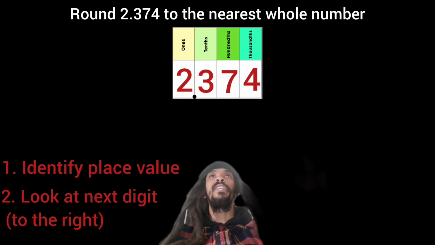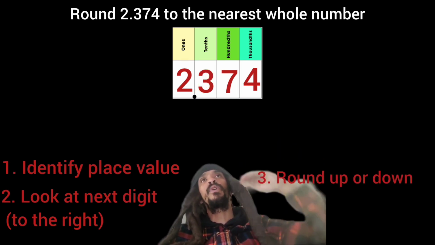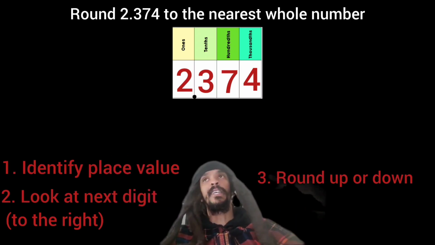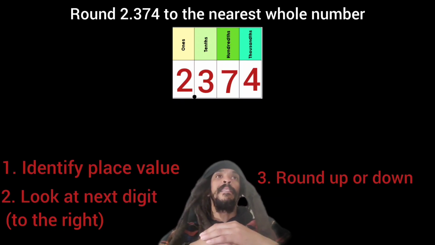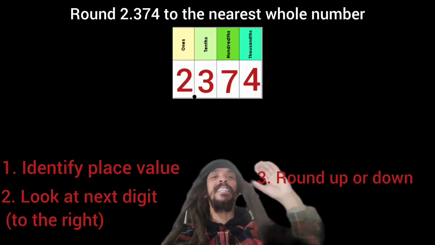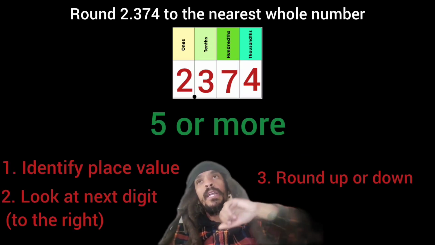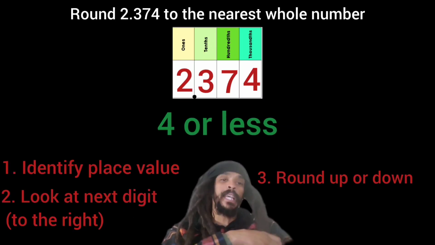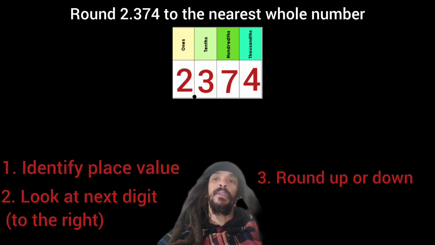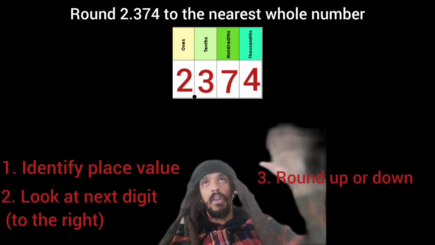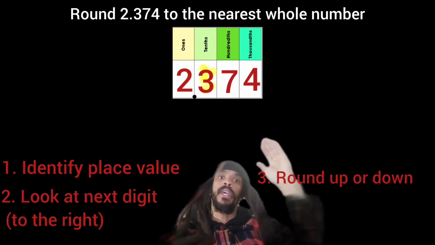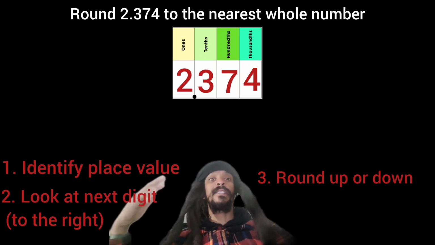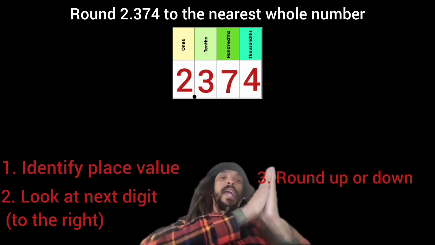So our next step, we need to decide whether to round up or down. I'm sure you guys have heard a lot of rhyming things to let you know what you need to do. If that digit is 5 or more, let it soar. 5 or more, raise the score. If it's 4 or less, let it rest. So we've identified our digit as a 3. That puts it in that rest category. So now that we've decided it's 4 or less, let it rest, we just need to round it to 2.